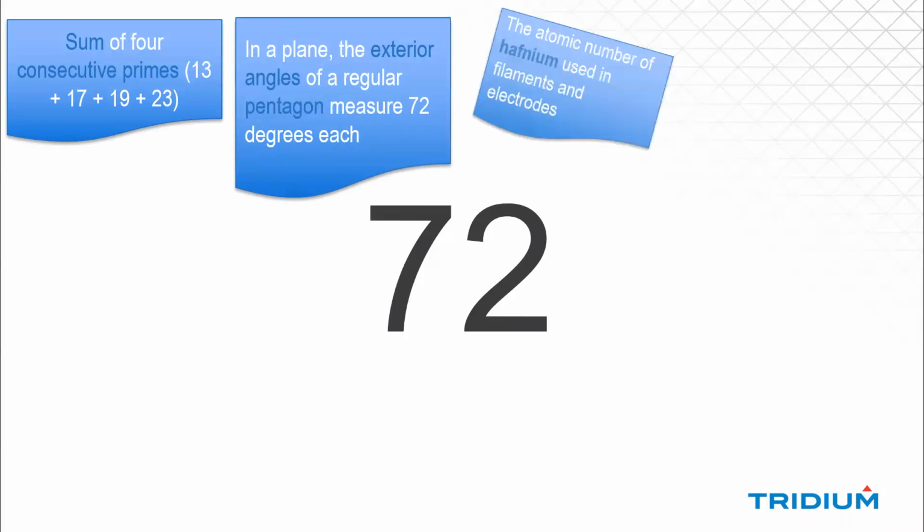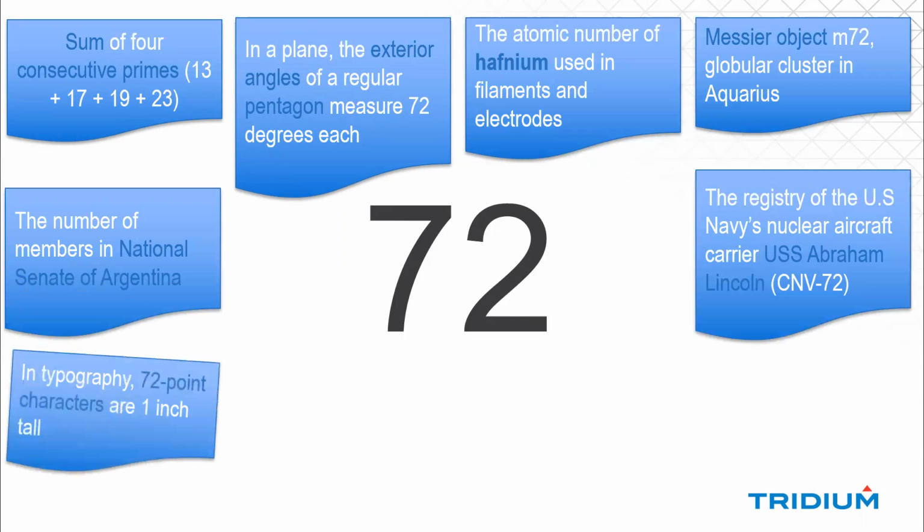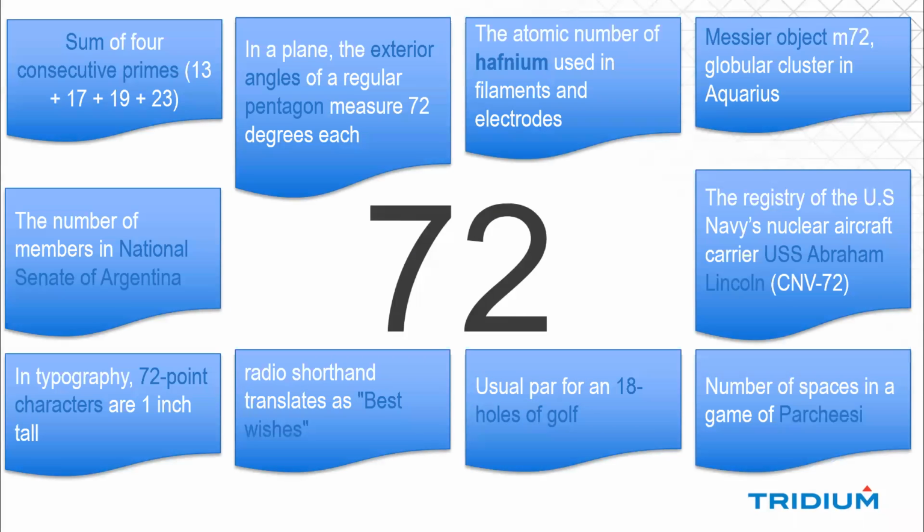It could be the sum of 4 consecutive primes. It could be the measure of an exterior angle of a pentagon, which measures 72 degrees each. It could be the atomic number of hafnium, a Messier object, the registry of a U.S. Navy nuclear aircraft carrier. It could be 18 holes of golf, or the spaces in Parcheesi. You get the point, right?